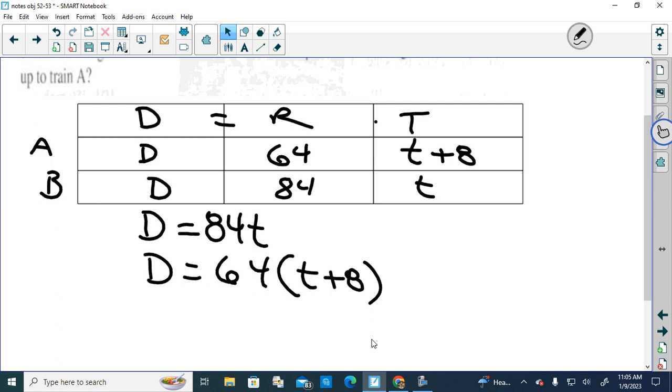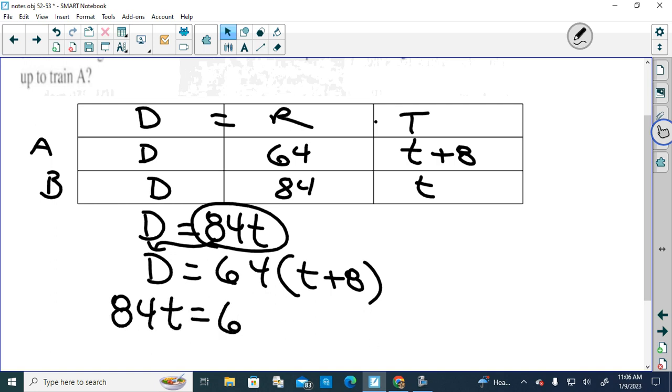Okay, because we know that the two of them are going the same distance. So I can take this and plug it into this and then do that. Because the distances are equal to each other, the distance of this one, whatever it winds up being, I could replace for the distance in this one. So I'm going to have 84t equals 64t and 64 times 8. What do you get? 512? Yes? Just make sure I get it.